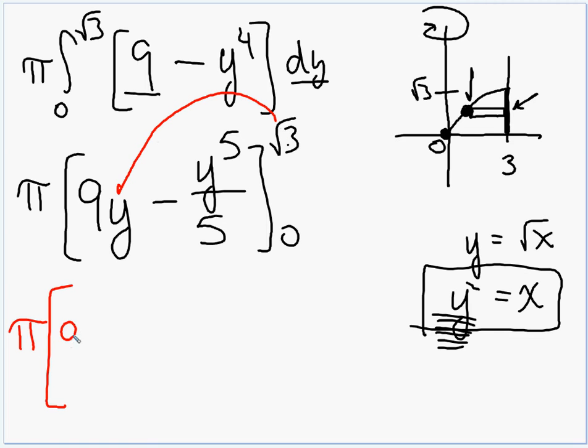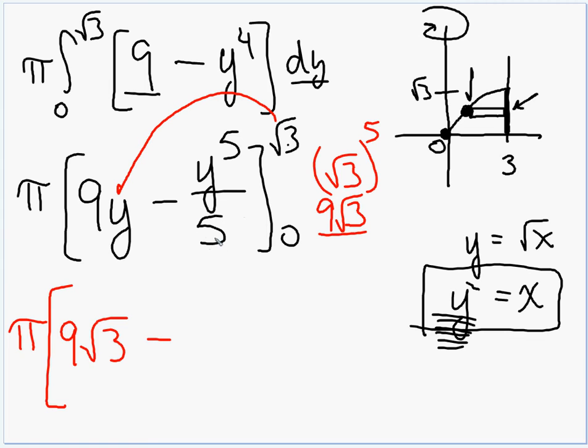9 times root 3, we'll just leave that as a 9 root 3, minus root 3 to the 5th power. Root 3 to the 5th, so we're going to square it twice and then have an extra leftover root 3. When we square it once, we get a 3. Square it again, we get another 3. 3 times 3 is 9. And then we've got a leftover root 3, which just stays a root 3, and that's over the denominator 5. 9 root 3 over 5.